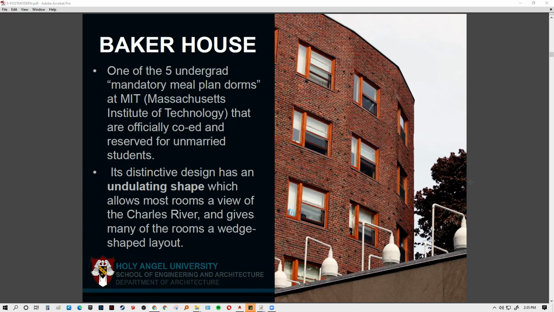So a good example of this one is the Baker House. It is in Massachusetts, at MIT. It is a school, and these are officially co-ed rooms reserved for unmarried students, like a dorm. Its distinctive design has an undulating shape that allows most rooms a view of the Charles River, and it has a wedge-shaped layout.